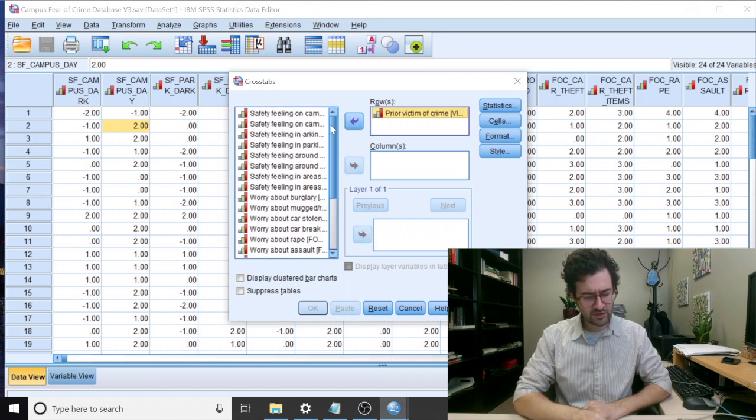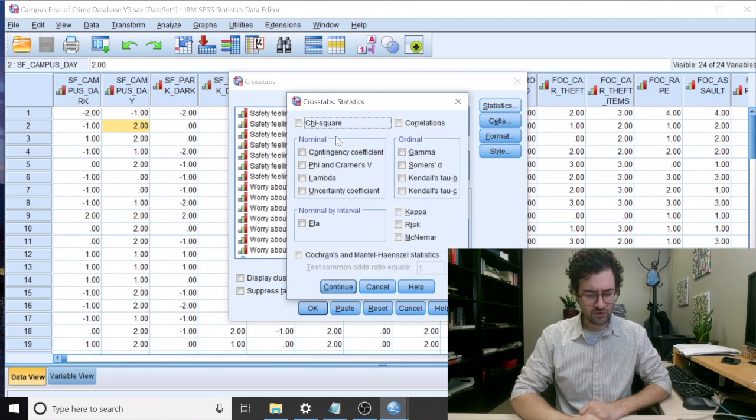I then scroll around until I find a dependent variable that I'm interested in. So here, I'll pick on safety feeling around campus after dark. I'll then click on this right-facing middle arrow. Now to calculate statistics for these two variables, click on the Statistics button. So if we want to conduct a chi-square test of independence for these two categorical variables, then we check the box next to the words chi-square.